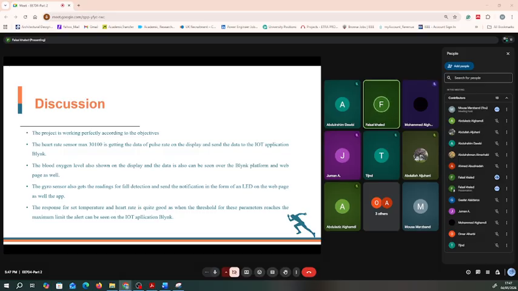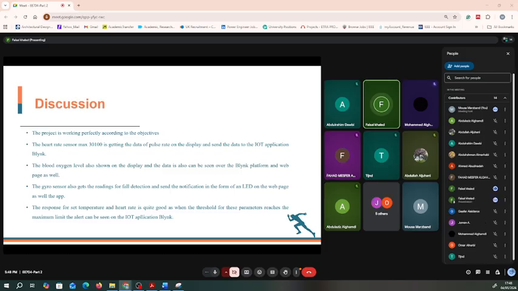We use the Blynk application. The blood oxygen level is also shown on the display, and the data can be seen over the Blynk platform and web page as well. The gyro sensor also gets the reading for fall detection and sends a notification in the form of an LED on the web page as well as the app. The response for the set temperature and heart rate is quite good: when the threshold for these parameters reaches the maximum limit, the alert can be seen on the IoT application, Blynk.